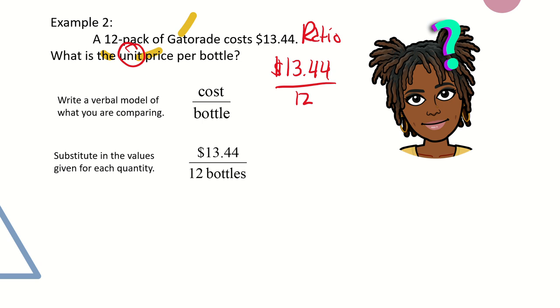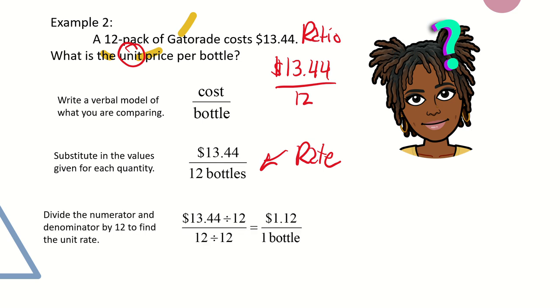This will represent my rate. Now, in order to find my unit rate, I would simply divide those two things together. Remember that line means divide. So 1344 divided by 12, that will determine what my unit rate is. So in this case, it's $1.12 per bottle.